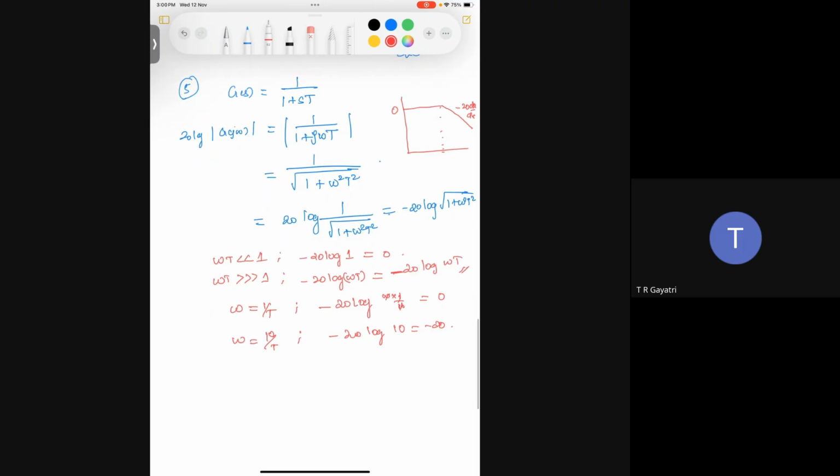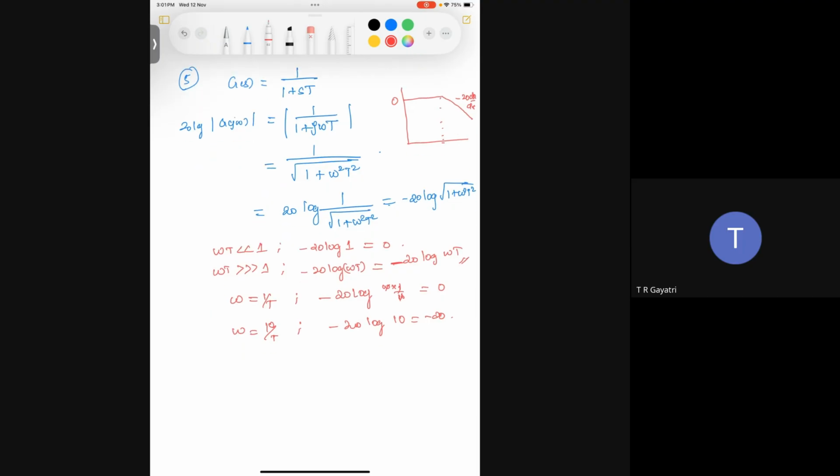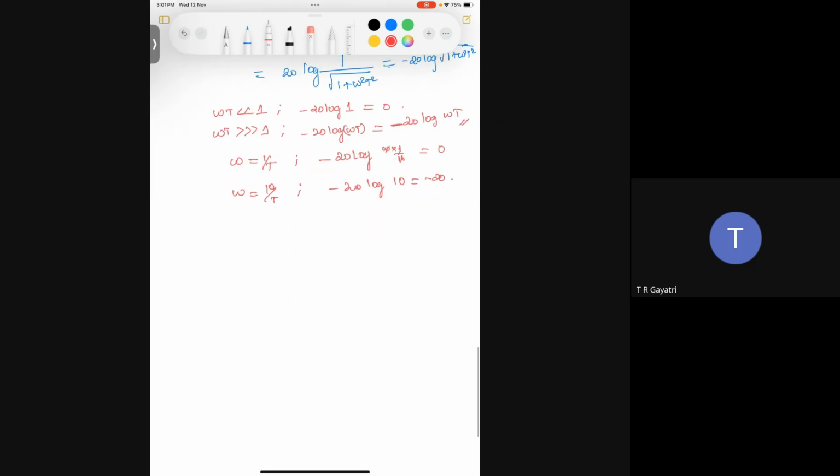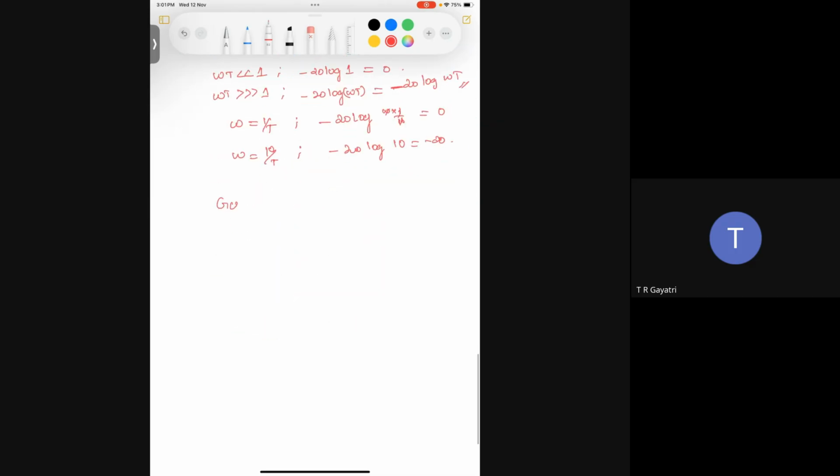So previously we saw for the poles, only integrator, and for the integrator it is minus 20, and for the zero at the origin or the derivative control we have 20 decibels per decade, right? Similarly, in the interest of time, I'm giving this.